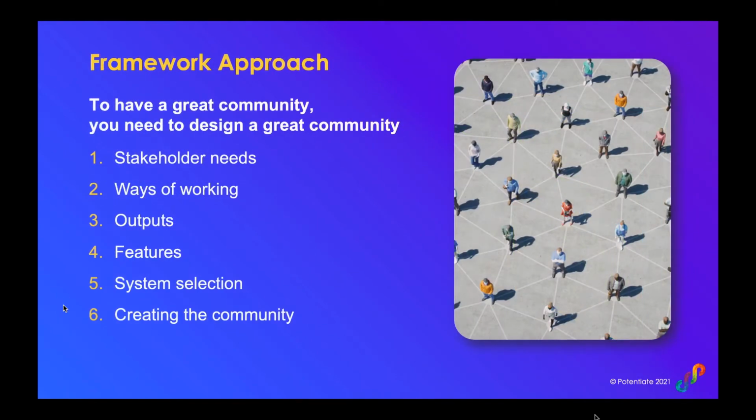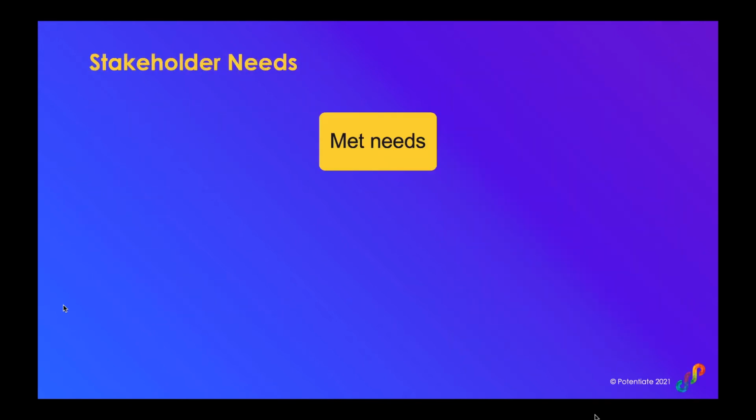So here is the framework, and we're going to go through this one step at a time, looking at how we systematically create great communities, because great communities don't happen just by chance. The first thing you need to do is to do an audit of the stakeholder needs and start with the needs that are met, because you may find that you can improve the way they're met. You might be able to improve speed, you might be able to improve cost, you might be able to make things easier via the community.